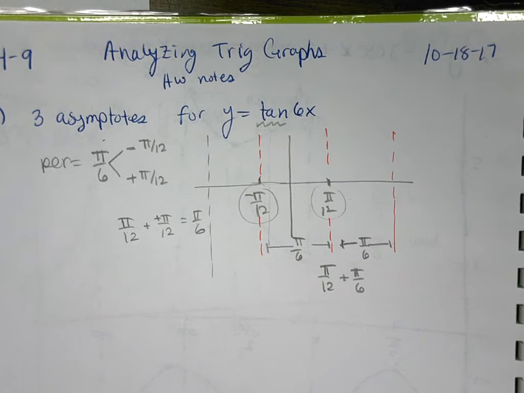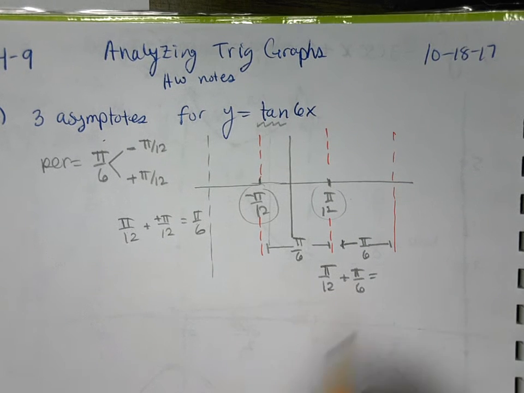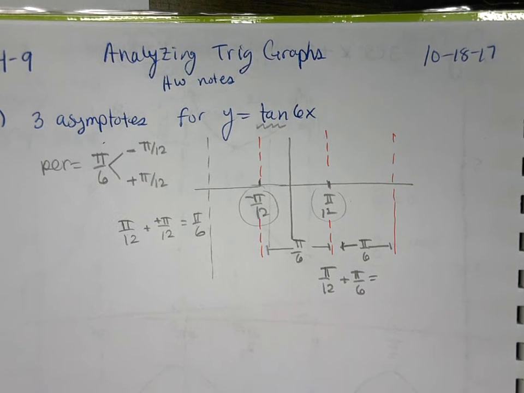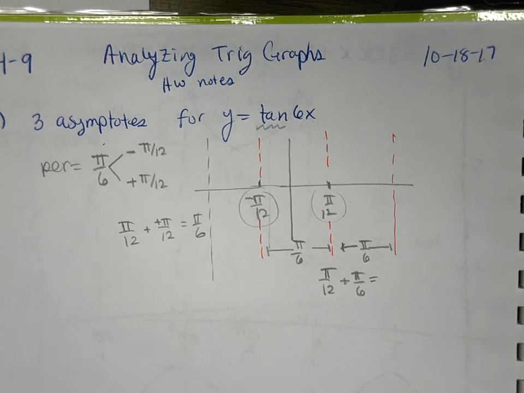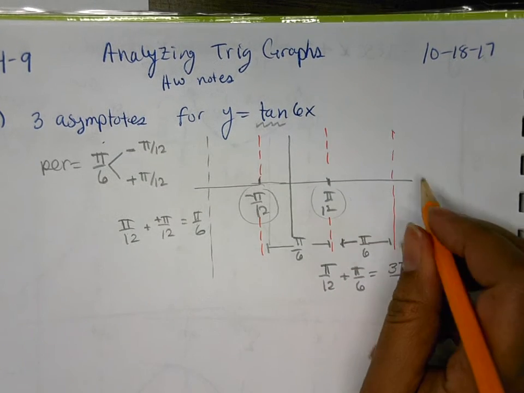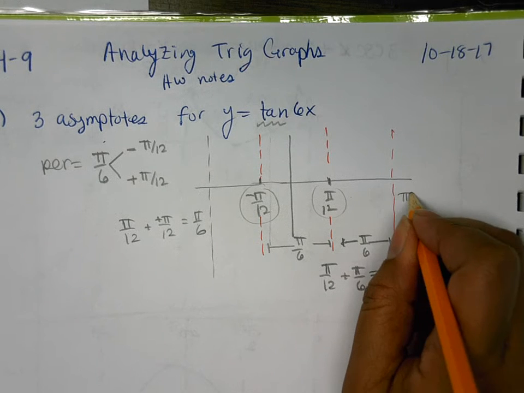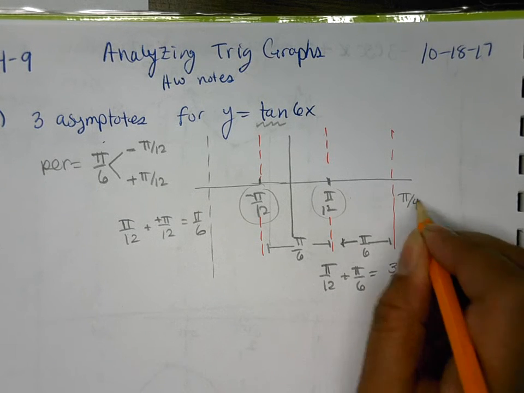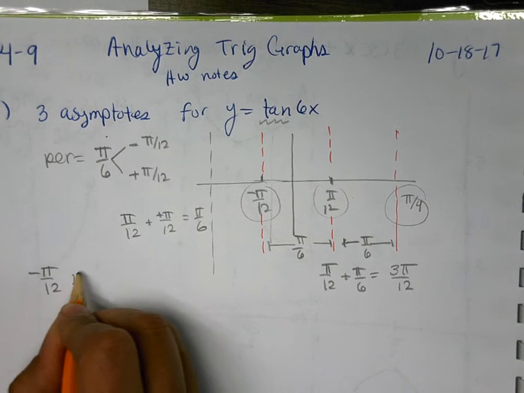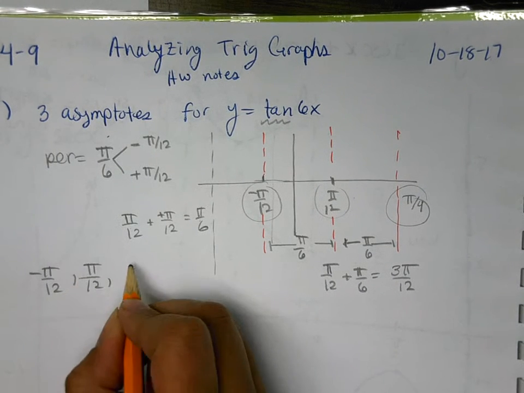What do you need to find? Common denominator. I'm going to have you guys do that now. Tell me when you have it. This is 2 pi over 12. What does that give you? 3 pi over 12, which reduces to, what is it? Pi over 4. All right, so did we find 3 of them? Negative pi over 12, positive pi over 12, and pi over 4.